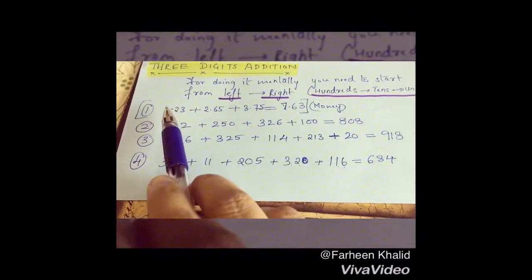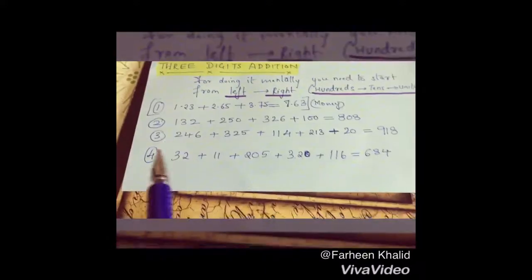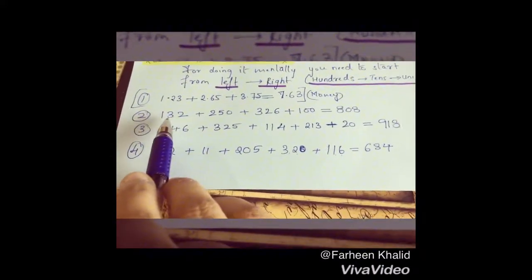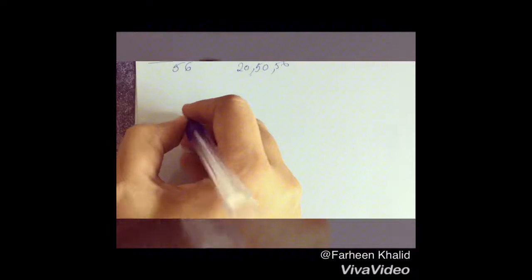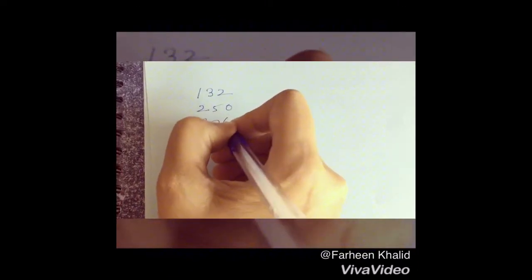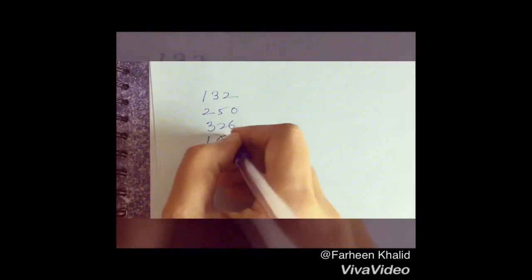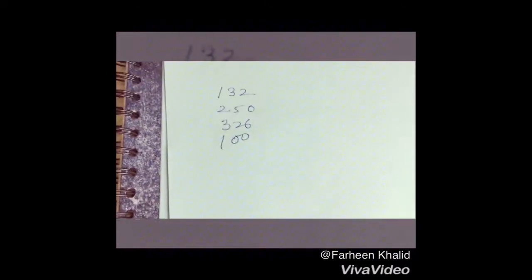Firstly, let's not take this example in the first place. We will get there and it'll be easier. Now first let's do 132 plus 250 plus 326 plus 100. So let's write it down here. It's 132 plus 250 plus 326 plus 100. Okay, so that's the question.